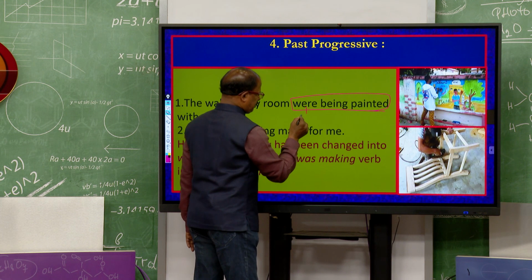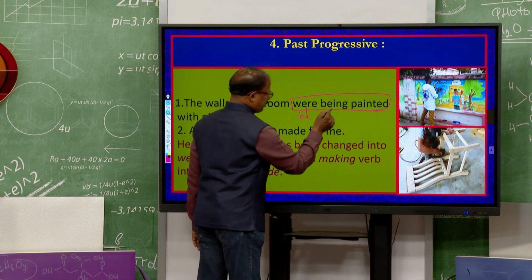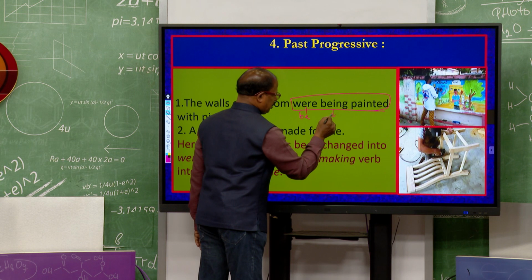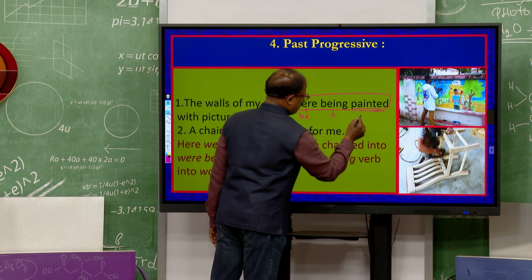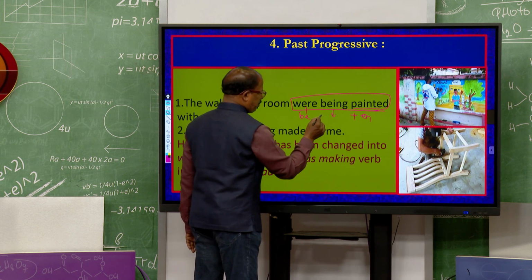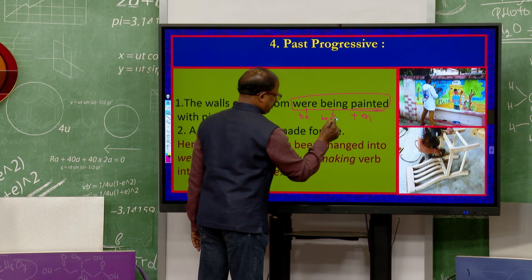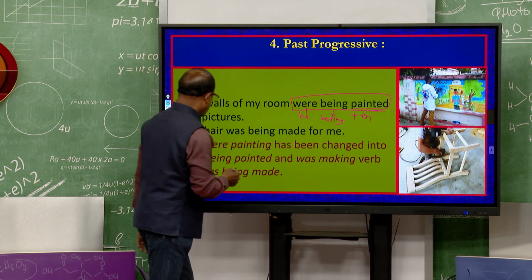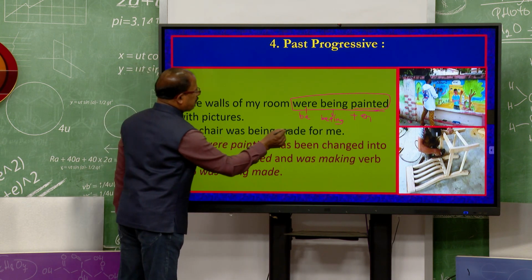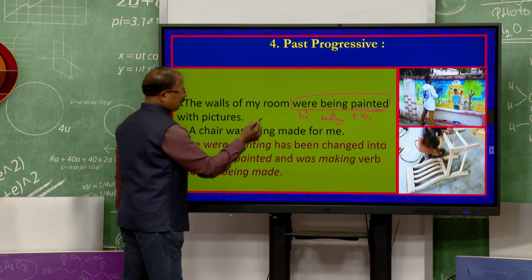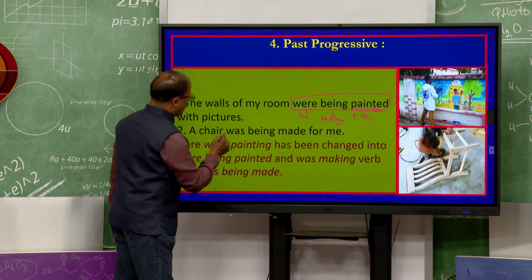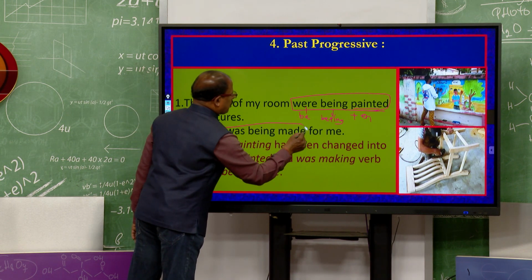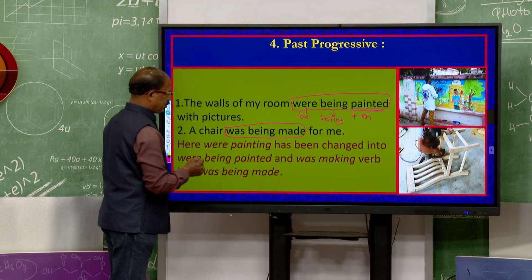So, again this is the be form, be plus ing, which indicates the work is in progress, and painted is the en form, verb plus en. This is be plus ing, being. Now a chair was being made, the room was being painted, the walls of the room. And this is the form of the past progressive.